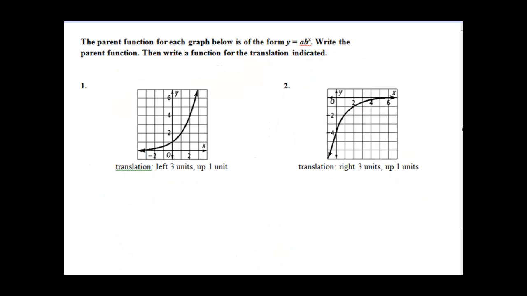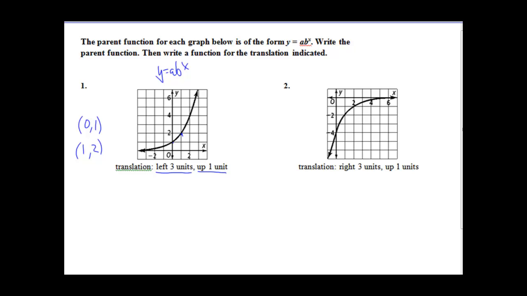Last two. The parent function for each graph is y equals a b to the x. We want to write the parent function, then write the function for the translation indicated. We have a graph, and we need to write our graph in the form a, b to the x. And then use this translation, left 3 and up 1, to write a new function. First thing we want to do is hopefully find 2 points, and if you can, we want the y-intercept. So we have 0, 1, and then we have 1, 2. We're going to use those 2 points.